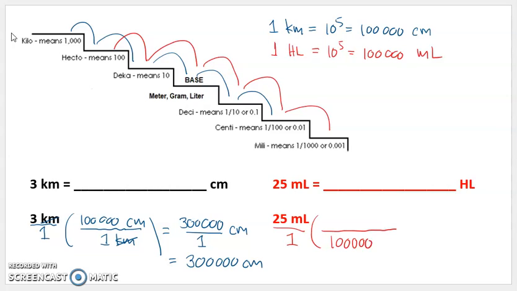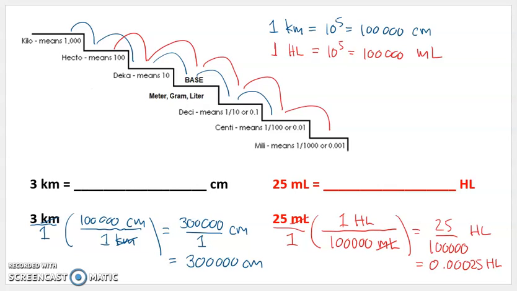100,000 milliliters is equivalent to 1 hectoliter. Cancel my units, 1 milliliter, and what I have left is 25 times 1, which is 25, over 1 times 100,000. The unit that we have left is hectoliters, so that is equal to 0.00025 hectoliters. And you can check our previous video and make sure that I'm right here.